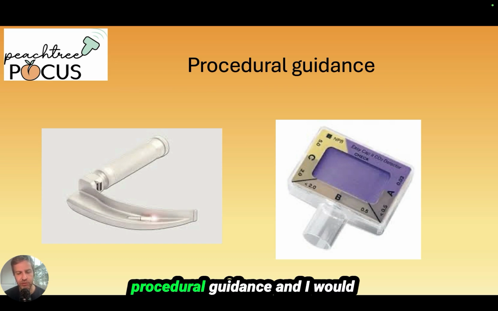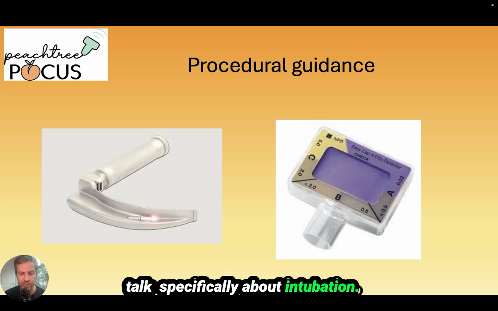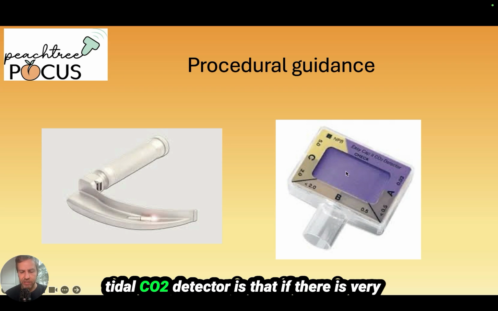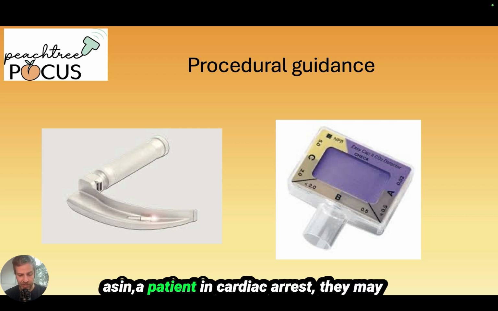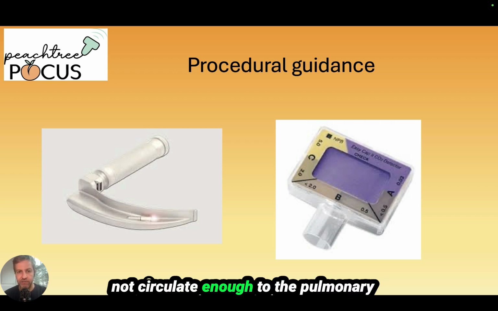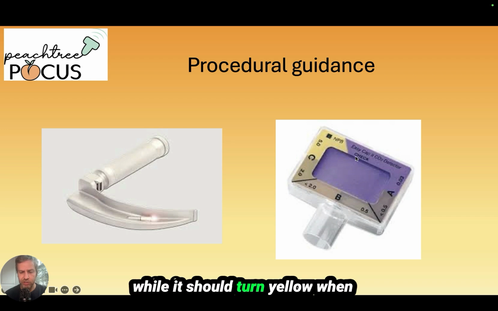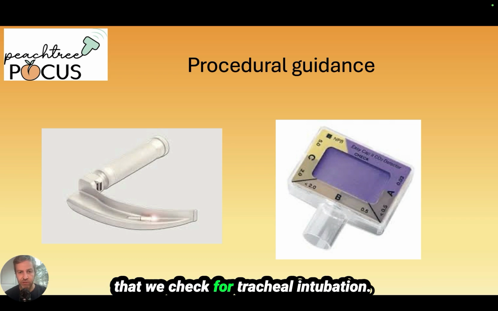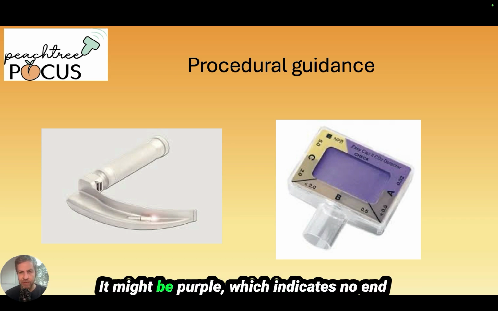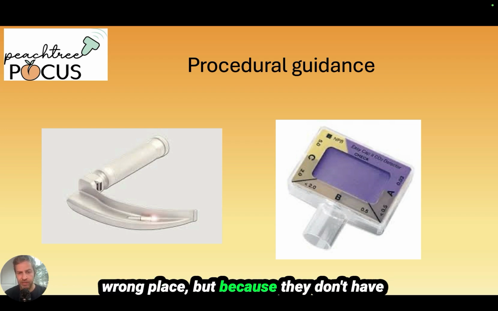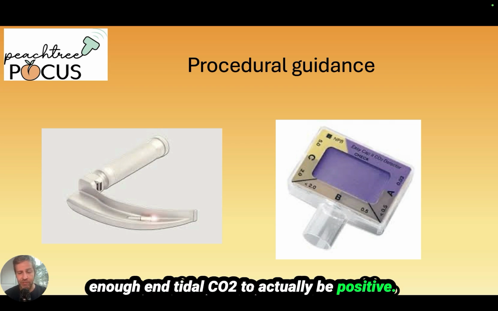Next, I'm going to talk about procedural guidance, and I want to talk specifically about intubation. And when intubating in cardiac arrest, the limitation you have with our end-tidal CO2 detector is that if there is very little circulating blood volume, such as in a patient in cardiac arrest, they may not circulate enough to the pulmonary circulation in order to make CO2. And so your end-tidal CO2 should turn yellow when there's positive end-tidal CO2, and that's the most common way that we check for tracheal intubation. It might be purple, which indicates no end-tidal CO2, not because the tube is in the wrong place, but because they don't have enough end-tidal CO2 to actually be positive.